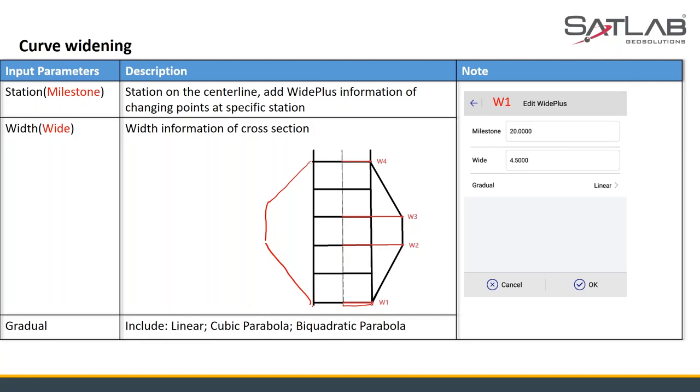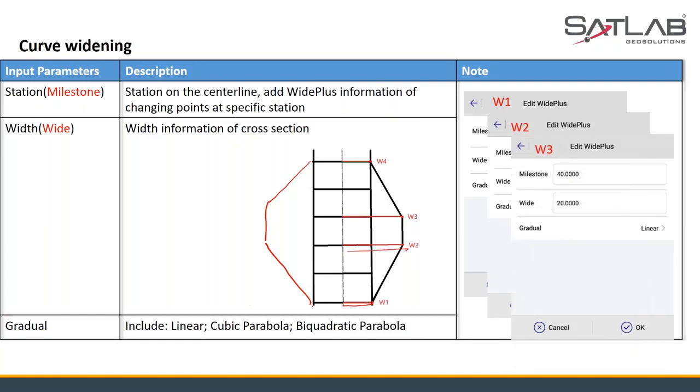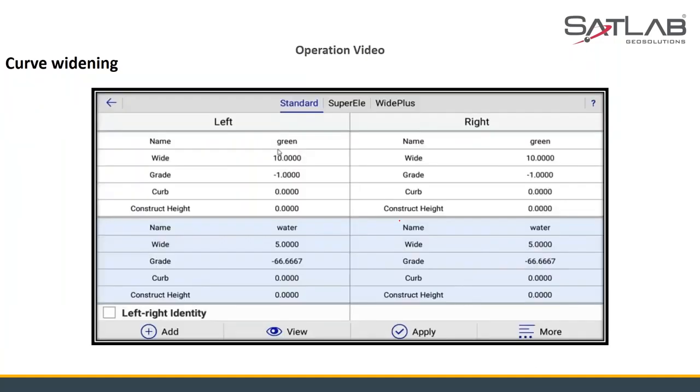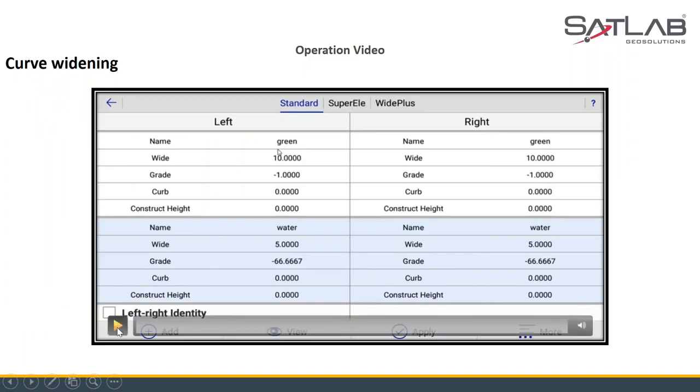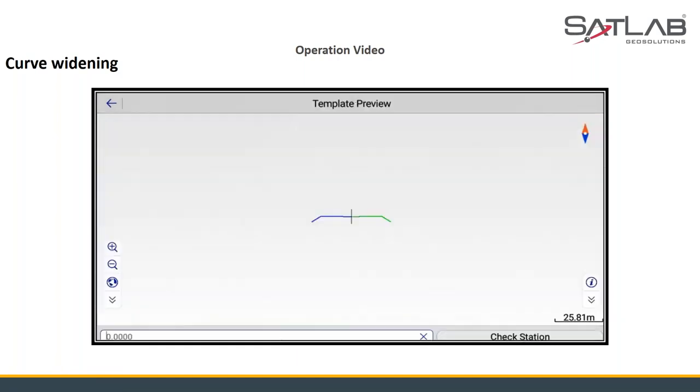So let's see W1, that is from the center part to the extreme edge, that is 4.5. That's a normal carriageway distance. And after then comes W2, that is 20 over here. Then comes W3, that is at station 40, 20 again, and W4 will be normal at 4.5. And let's see how we can design widening in SatSurv.